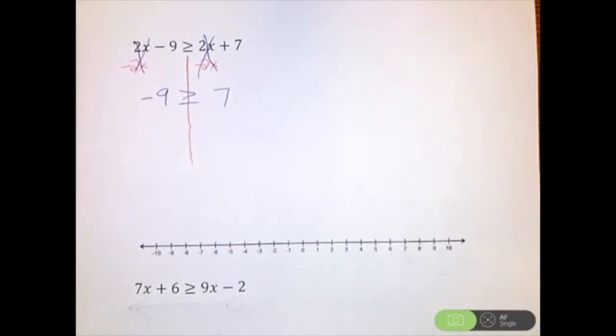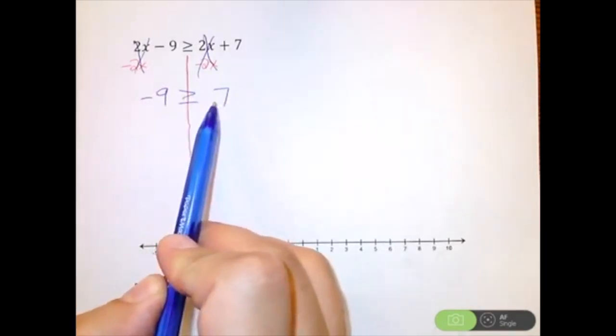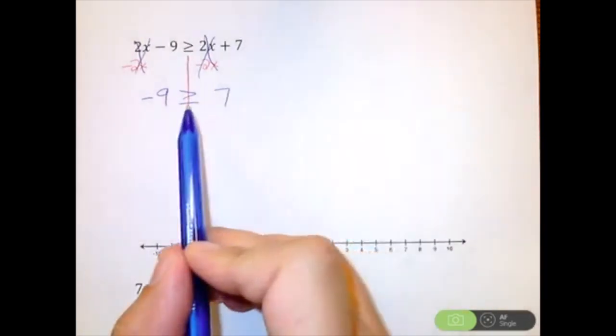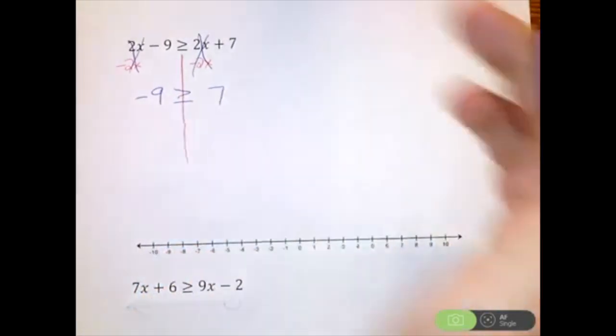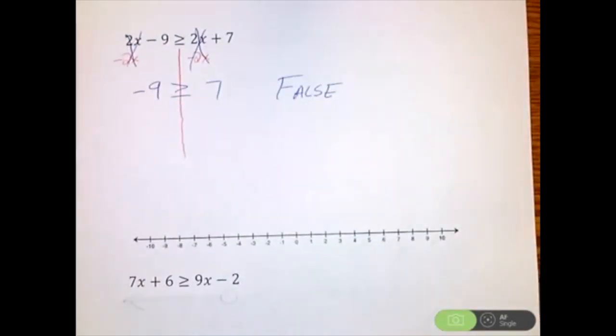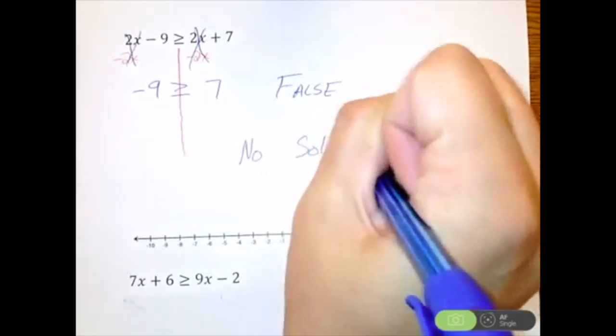What does that mean? So I see -9 is greater than or equal to 7. I'm going to ask myself, is -9 greater than or equal to 7? No, it's not. That is a false statement. So if I'm thinking special cases and I get a false or incorrect statement, what does that mean? What that means is we have no solution.